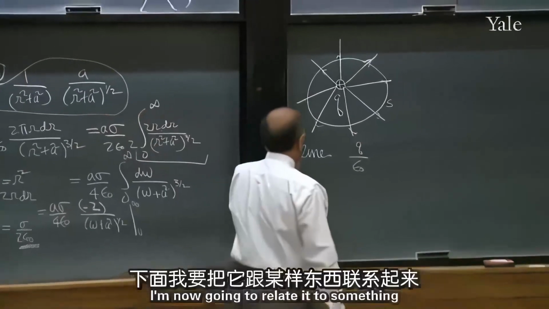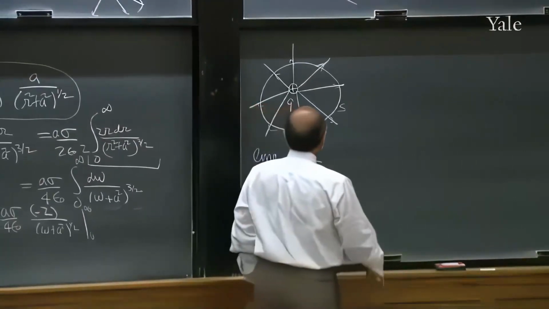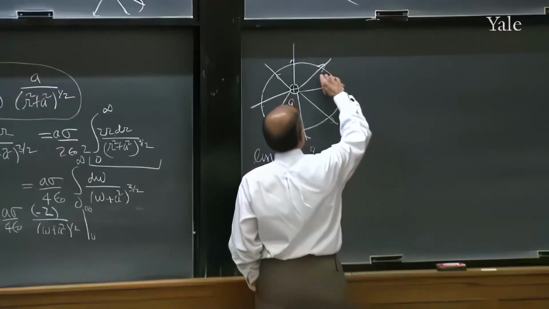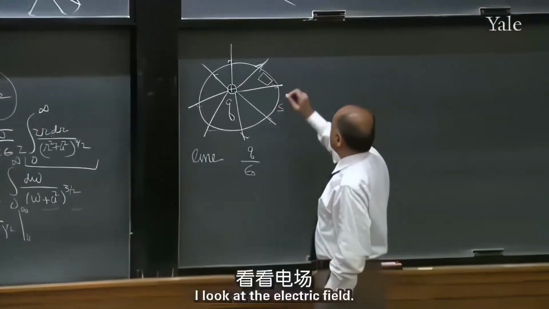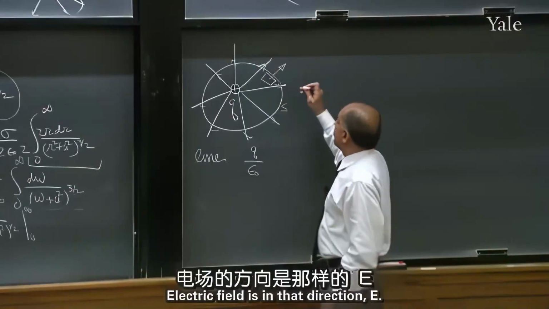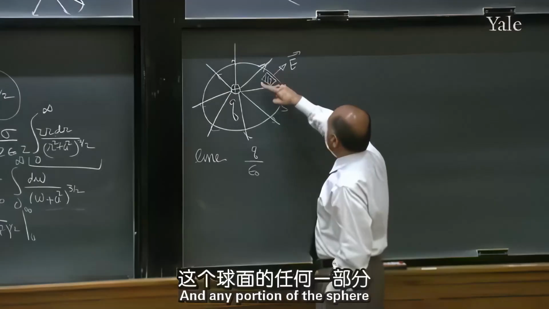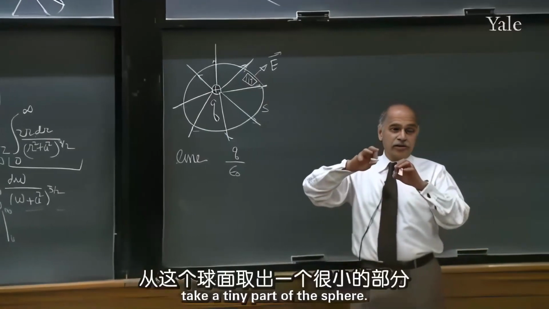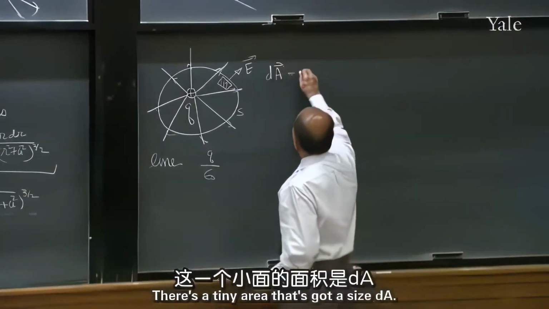I am now going to relate it to something I can do with the electric field as follows. If I go to that sphere, I look at the electric field. Electric field is in that direction, E. And on any portion of the sphere, imagine taking a tiny part of the sphere. It's a tiny area. It's got a size dA.